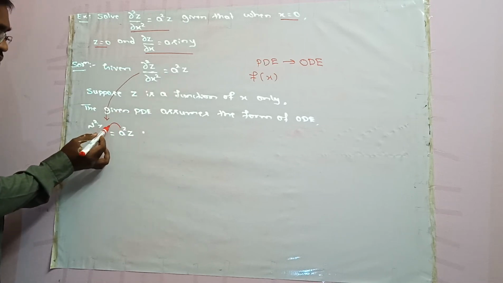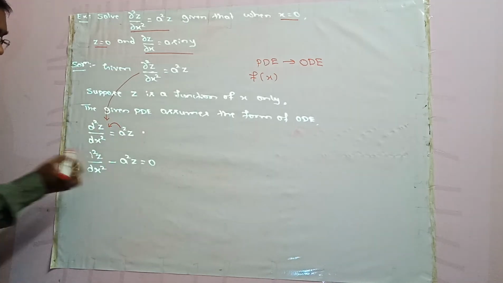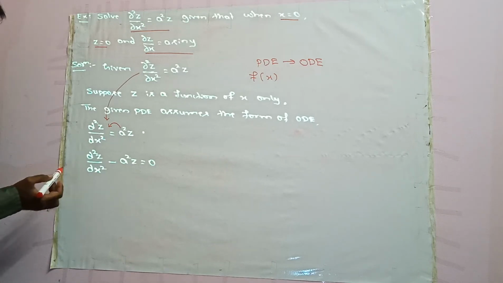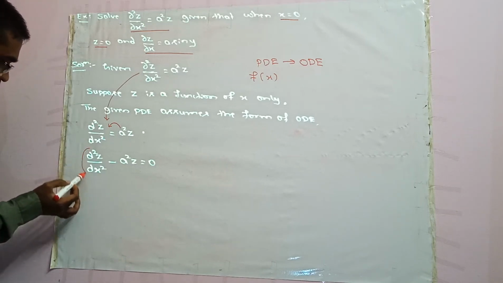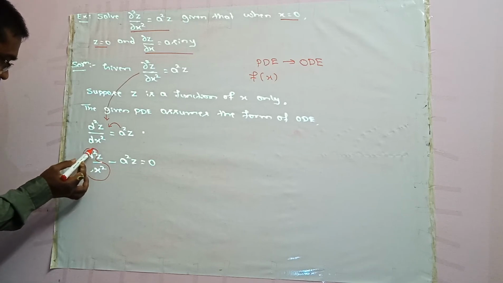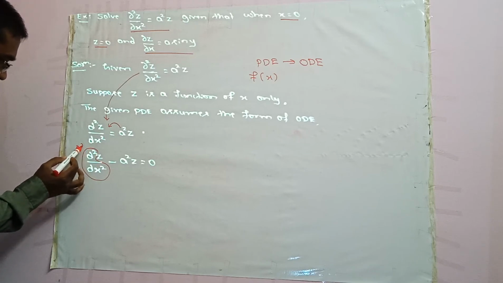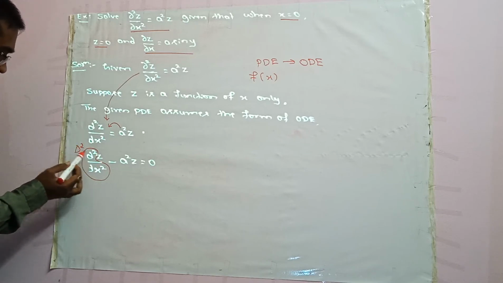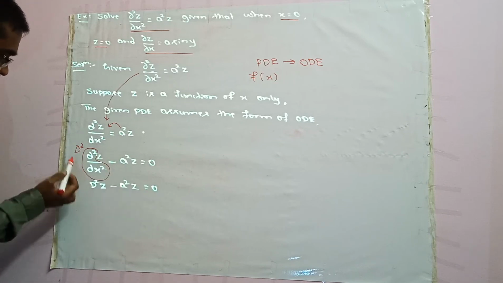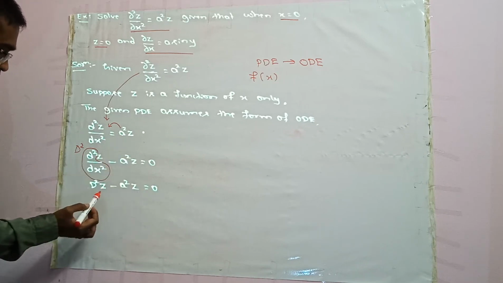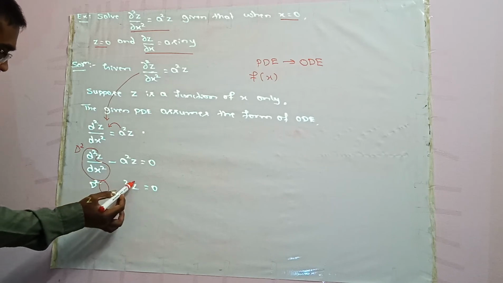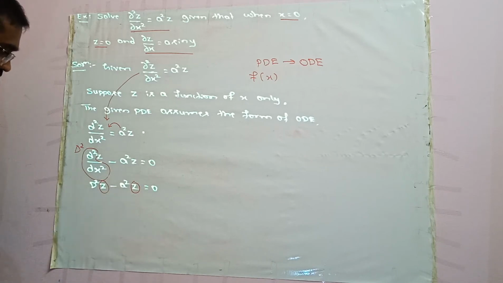Now take this a²z to the LHS. We write d²/dx² as capital D². So what we get is D²z minus a²z. Now what is common? z is common. Take z outside, and what you get is this.